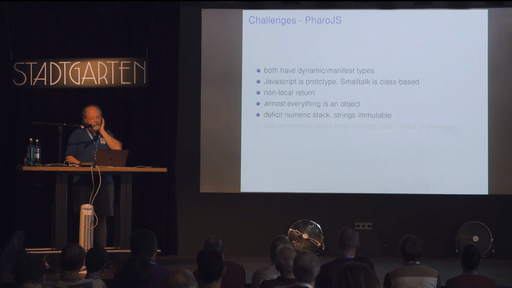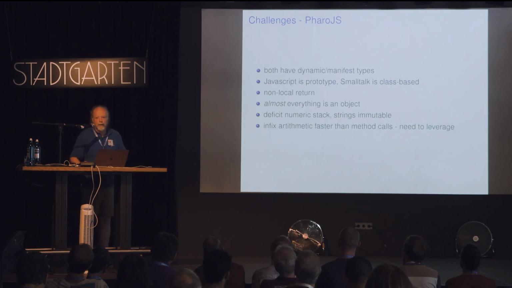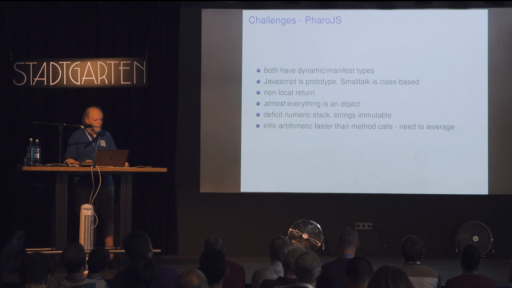The numeric stack is deficient. Everything is a double precision floating point number in JavaScript, and strings are immutable. So you're not going to get perfect semantics, but for lots of applications, you can get good enough. Another challenge is that infix arithmetic, saying 3 plus or x plus y, is significantly faster than a method call. And so this means that in PharoJS, we do optimizations to try and convert message sends into infix arithmetic where possible.